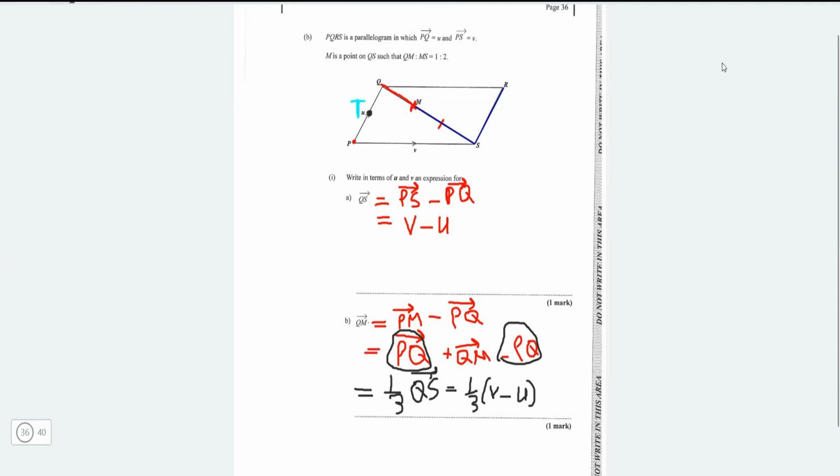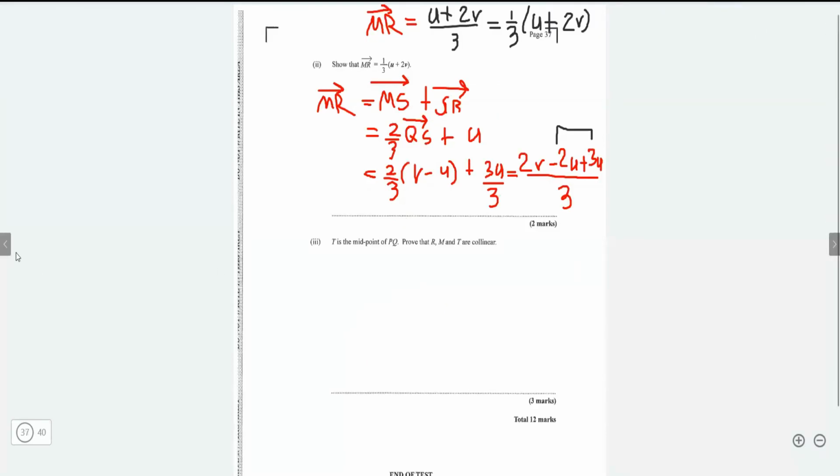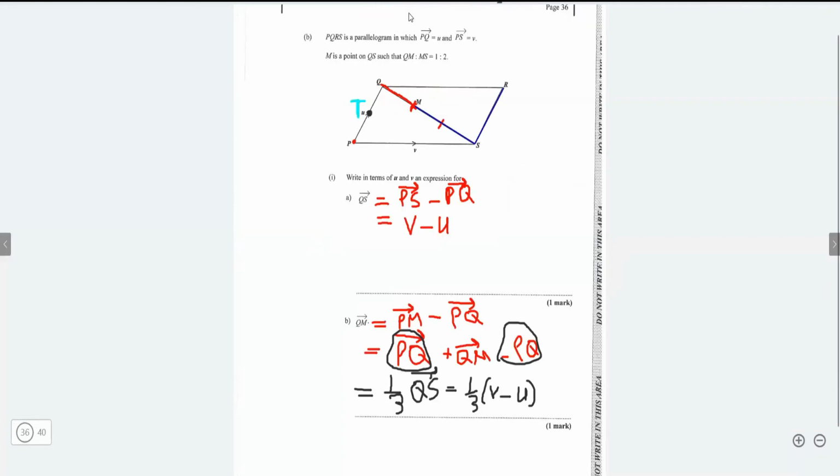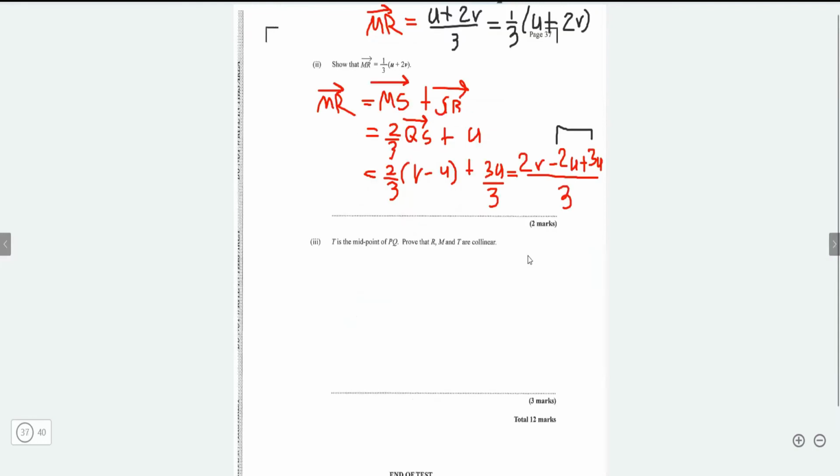And then we need to show that R, M, and T are collinear. Collinear means in a straight line. So we need to show that R, M, and T are in a straight line, right? To do so, we need to find vectors. Maybe we need to find vector TM and vector RM, or we can use MR, M to R, and T to M, and show that one is a multiple of the next, and they have a common point. All right, so let's do that now.